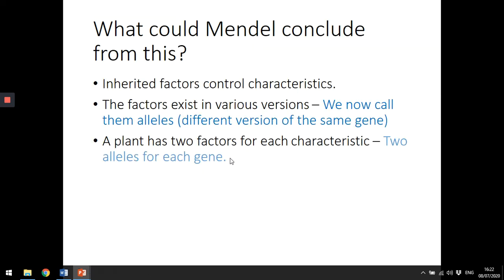So what Mendel concluded at the time was that inherited factors control characteristics. Now that might not seem very fascinating right now, but at the time that was very interesting. He said that factors exist in various versions, which we would now call alleles, so a different version of the same gene. He also said that a plant has 2 factors for each characteristic. Again, this is the 2 alleles that we now know exist for each gene.